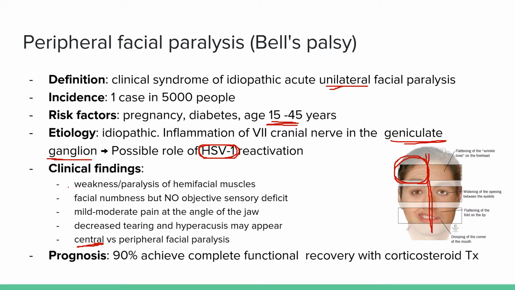But in this type of peripheral facial paralysis, all the muscles on one side of the face are affected. There is facial numbness, but no objective sensory deficit, only numbness. There is mild or moderate pain at the angle of the jaw. This is referred by a large amount of patients. And decreased hearing and paracusis may be a relation.